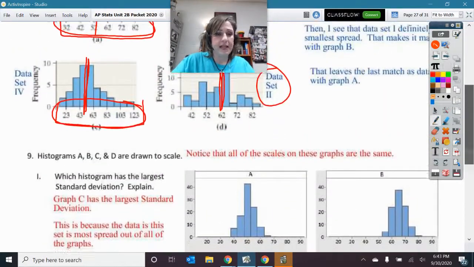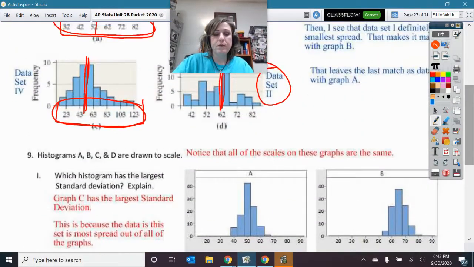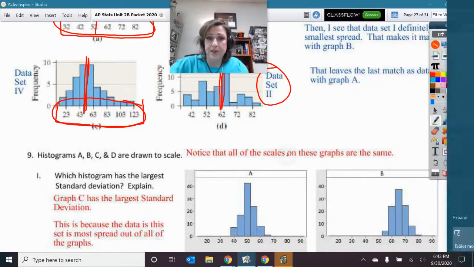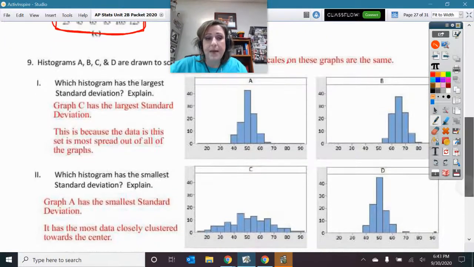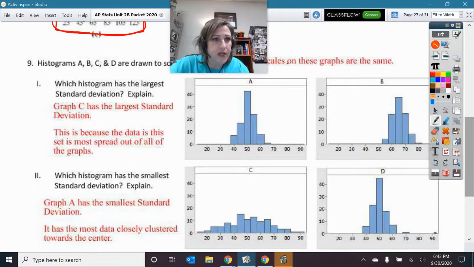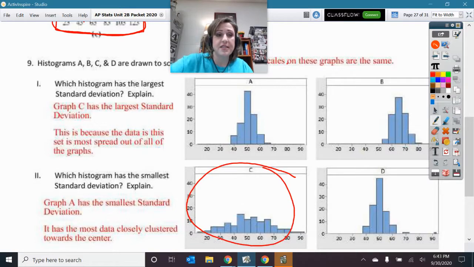All right, number 9. Here we go. These are all now drawn to the same scale. These were pretty tricky to look at, and I did that on purpose so that we could have some good discussion on them. Notice all the scales are the same, but they might be in a little bit different place. Which histogram has the largest standard deviation? Explain. Well, that one was easy to tell. This definitely has the largest standard deviation because it is most spread out.